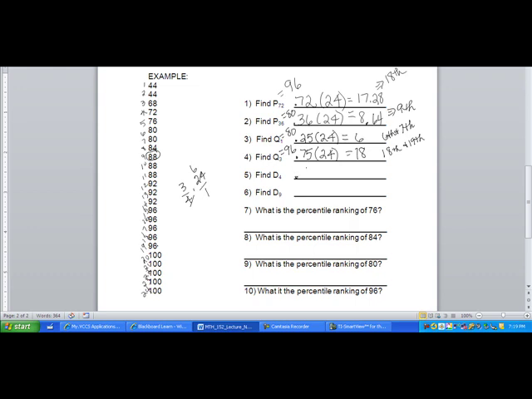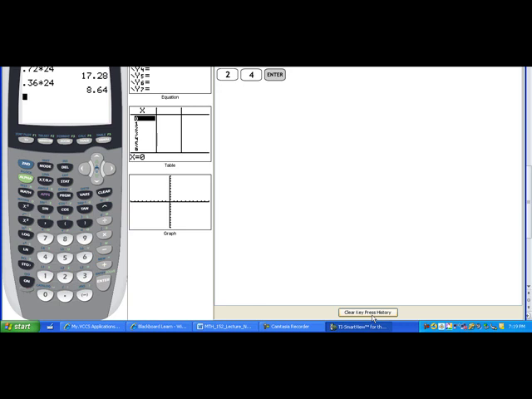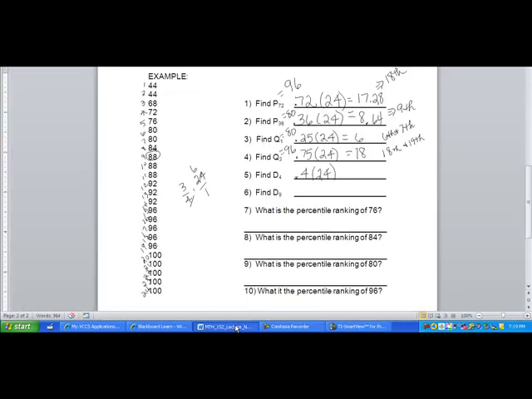Okay, the fourth decile, that would be 4 over 10, or 0.4. All right, I would go back to my calculator. 0.4 times 24, and that's 9.6, so we're going to take the 10th value. The 10th value is right here, so that would be an 88.